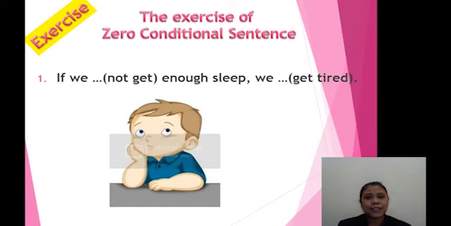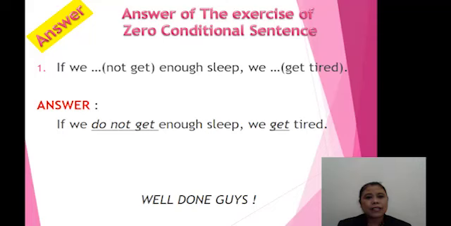Okay, let's discuss the answer. The answer: if we do not get enough sleep, we get tired. Not get becomes do not get because this is the negative form and the subject is plural subject. If we do not get enough sleep, and then get tired here is still the same because the subject belongs to plural subject. Okay, do you understand? Are you ready for the second exercise? Okay.